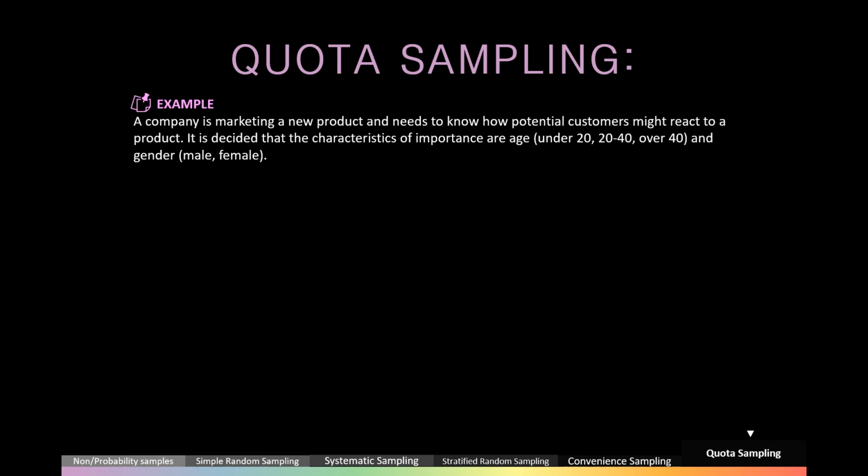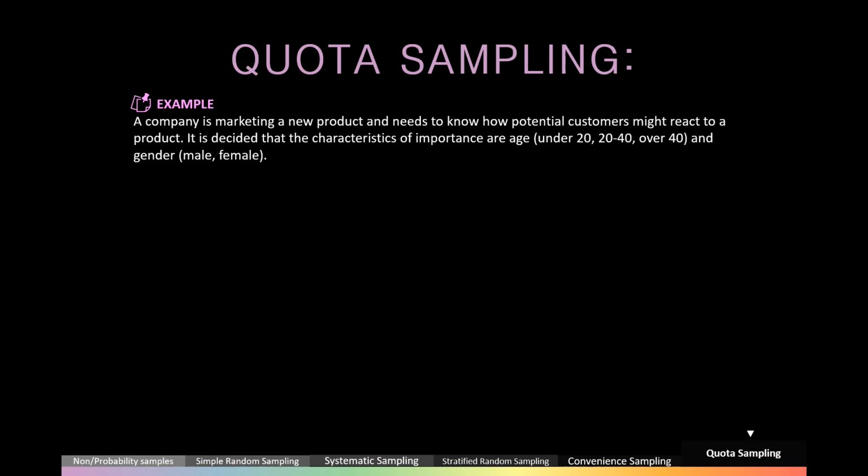In this example, we have a company that is marketing a new product, and they want to know how potential customers will react to their product. And it is decided that they're interested in age and in gender. So the characteristics of importance are specified as age and gender. And we are told we're interested in under 20, 20 to 40, and over 40. And we're interested in males and females.